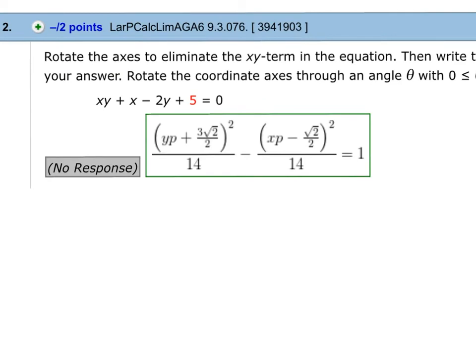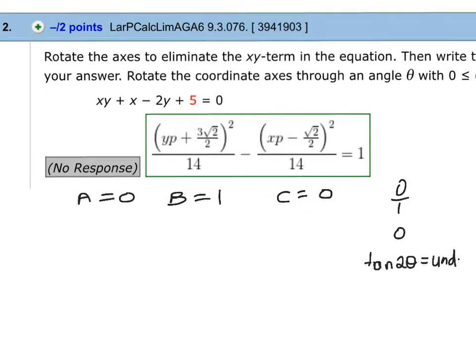All right, so A is 0, B is 1, C is 0. So this would be 0 over 1, which is 0. That means the tangent of 2 theta would be undefined. Tangent is undefined at pi over 2, so 2 theta would equal pi over 2, and theta would equal pi over 4. That's the angle, right?